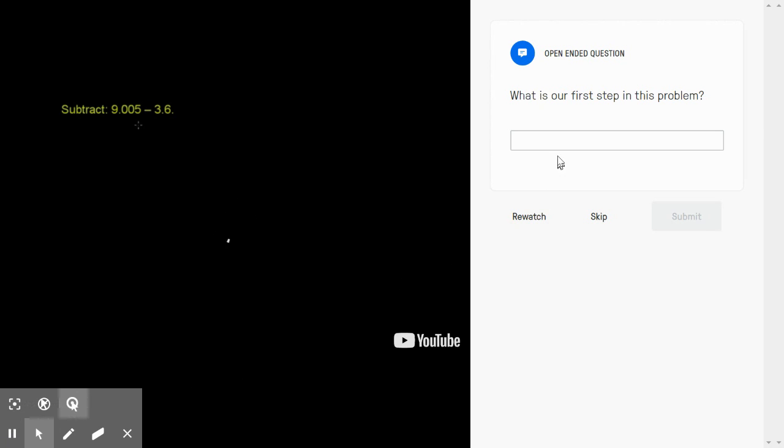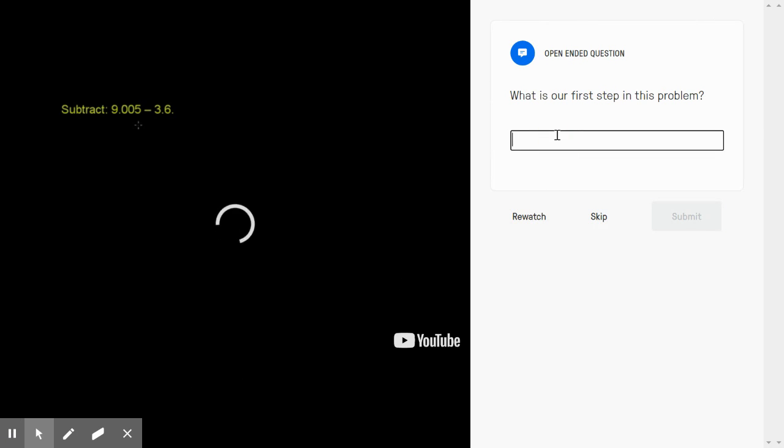All right, so if you all line up the decimals, that is our first step in this problem. And if you did, go ahead and put those clap reactions in Zoom. I think you all know how to do that.